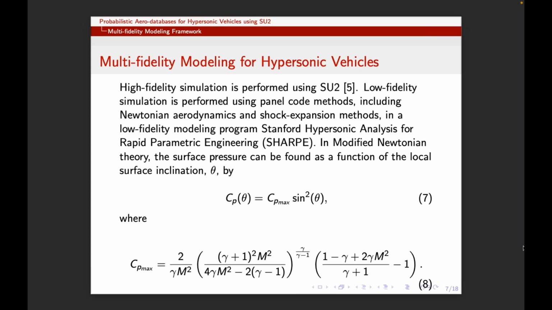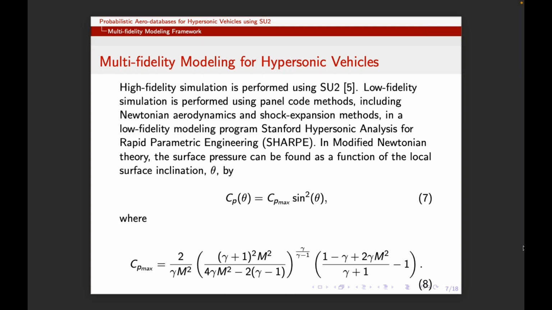And then we're augmenting this with low fidelity simulation using what are called panel code methods. So this is local surface inclination methods like Newtonian aerodynamics, and then shock expansion methods. And we have a program called SHARP, which is basically a panel code for the wave rider geometries we'll be looking at in a second.